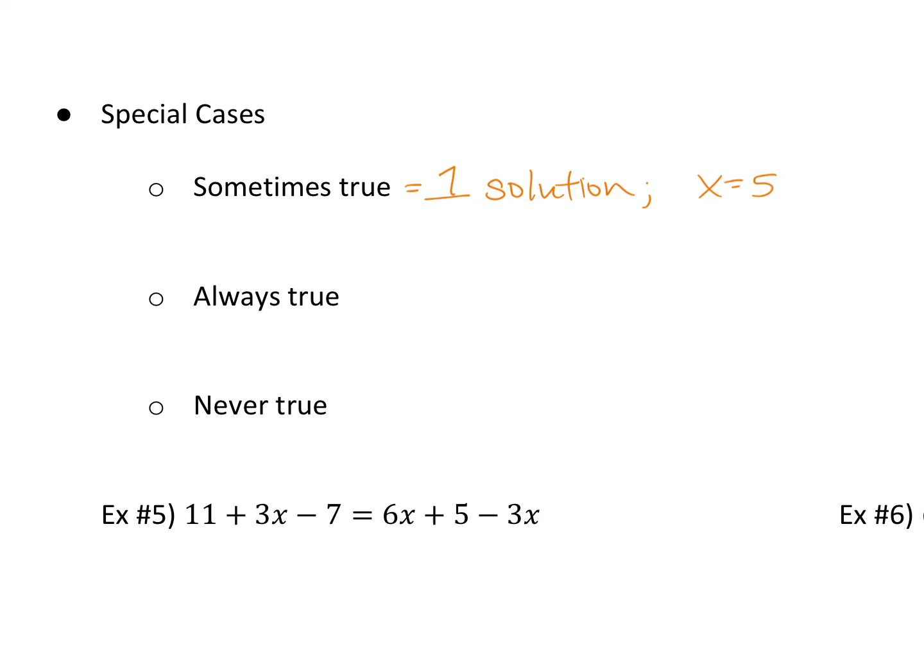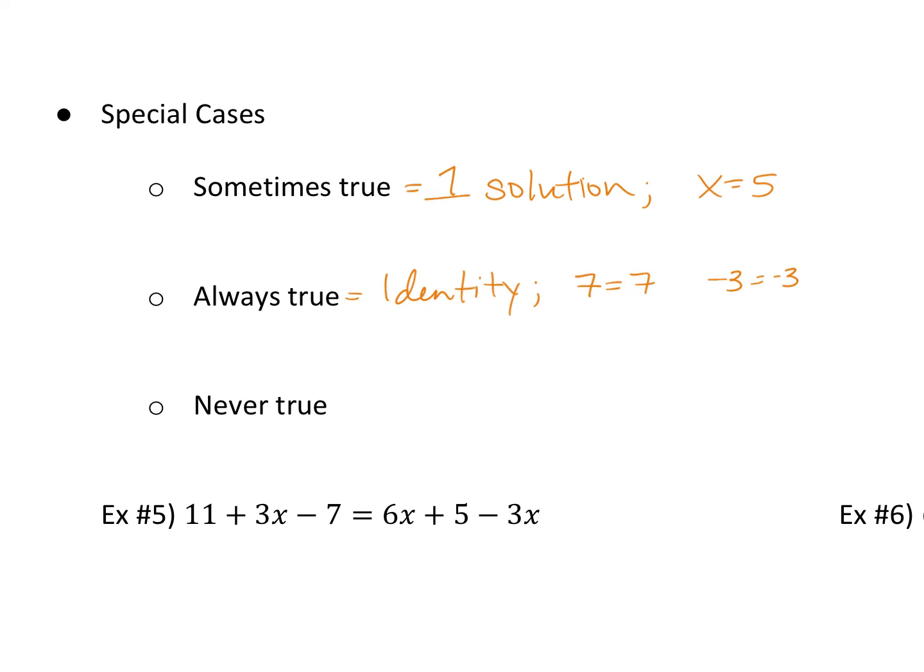Okay, there are situations where it is always true. We call that an identity. That's when you solve a problem and it ends up looking like this. If it's like 7 is equal to 7, or negative 3 is equal to negative 3, that's an identity. That means your situation is always true for any value of x. It is always true. Okay, identity.